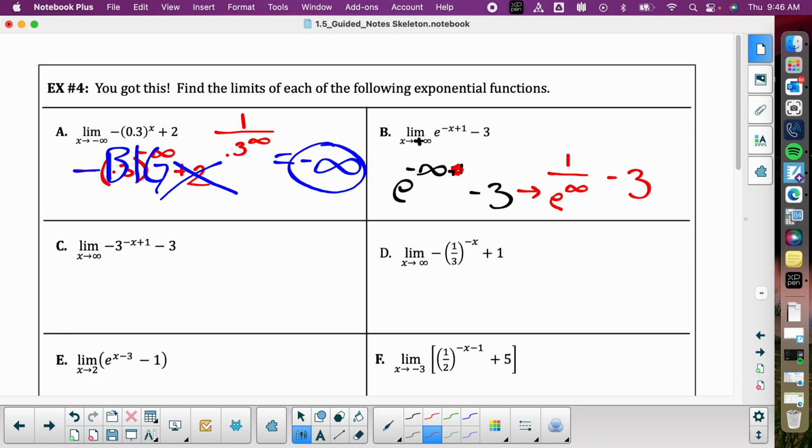E to the infinity is going to be a crazy big number. 1 divided by a stupidly big number is equivalent to nothing. The top is so much smaller than the bottom, it's worth nothing. Like, if you did 1 divided by a billion on your calculator, it's a small answer. So this is effectively replaced with 0, because that's what happens with infinity. And then 0 minus 3 means the horizontal asymptote would be at negative 3.